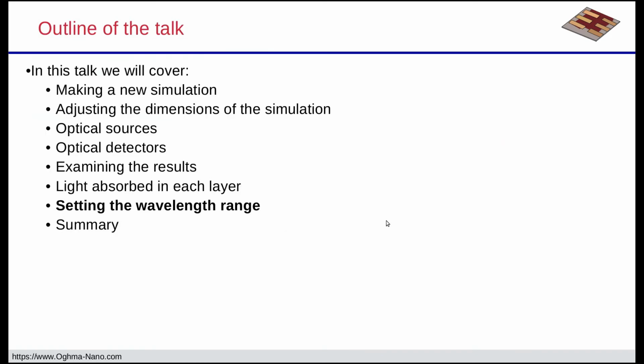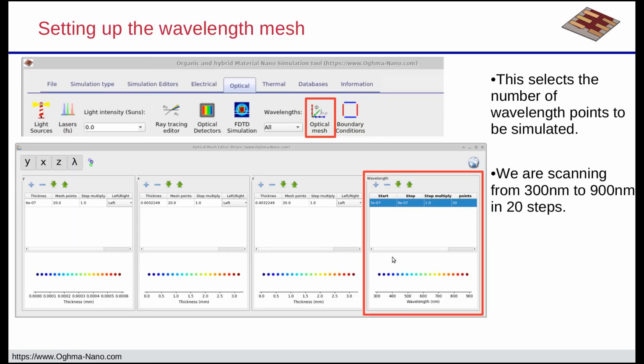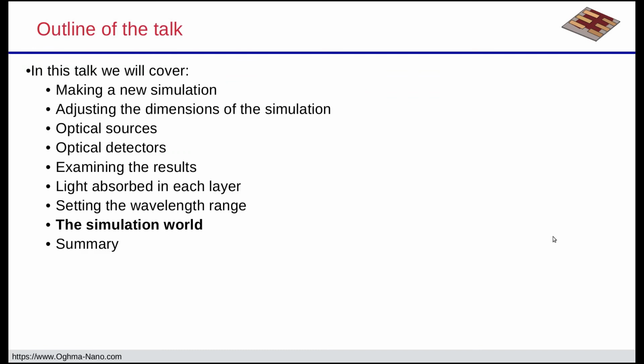So, setting up the wavelength range. Quite often you want to set up what wavelengths you want to simulate over. In this case, we're going between 300 nanometers and 900 nanometers, and we're using 20 steps. So you can see the points here, from 300 nanometers all the way to 900 nanometers. These are the wavelength points that we're going to be simulating. You can access this through the optical mesh button in the optical simulation window.